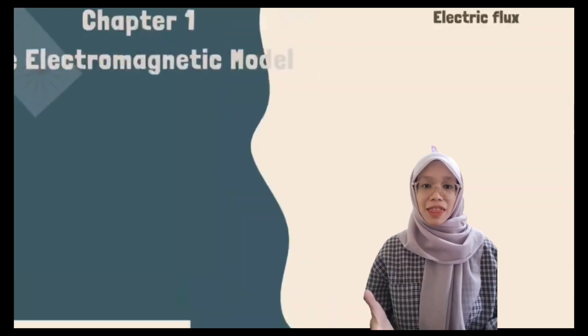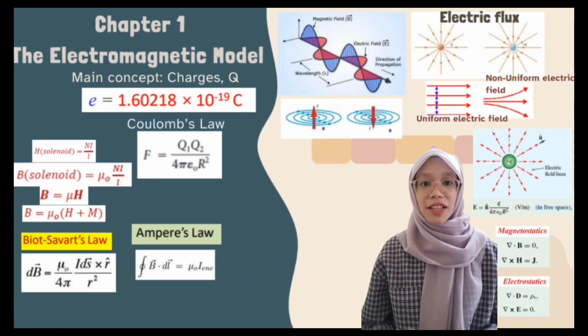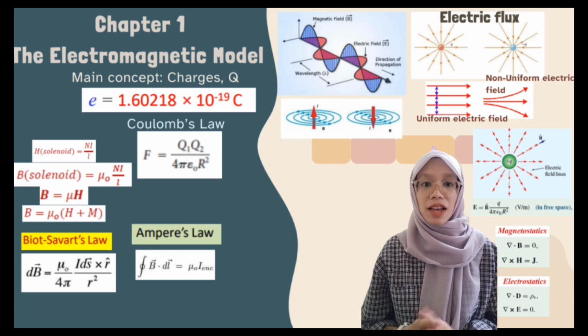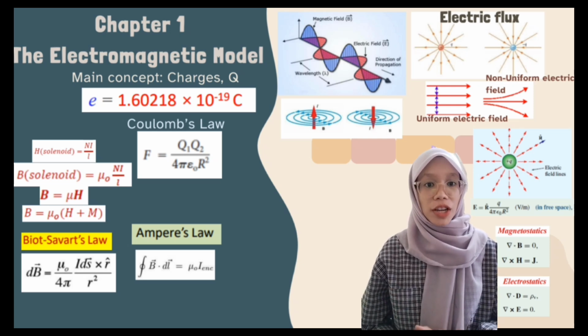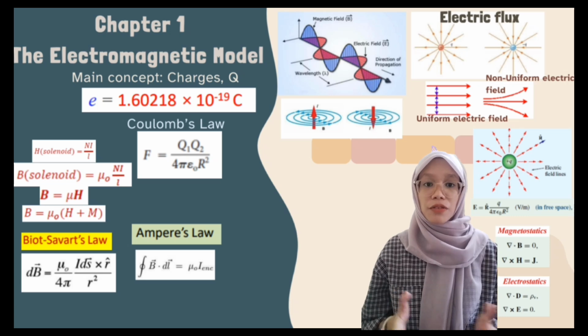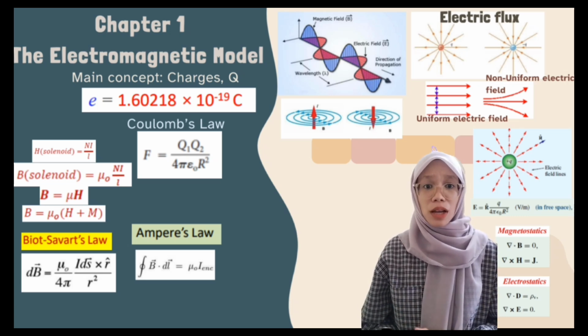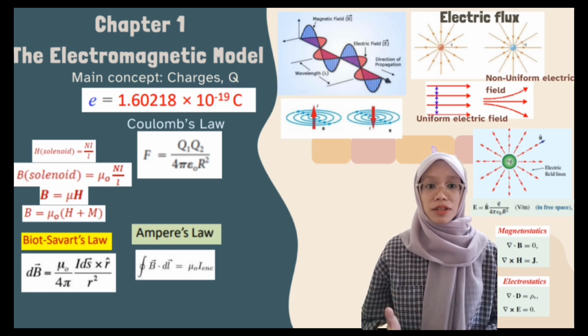understand. The main concept here is that charge can accelerate and move with different velocity as described by Maxwell equations, like charges repel and opposite charges attract. Charge can be positive or negative, measured in coulombs, with the smallest unit being 1.602 times 10 to the power of negative 19 coulombs. Charge can be conserved.